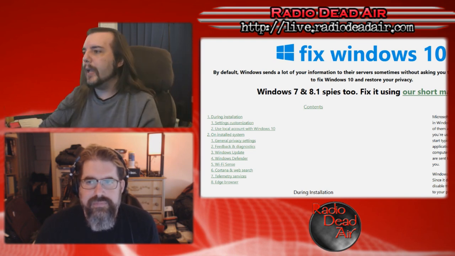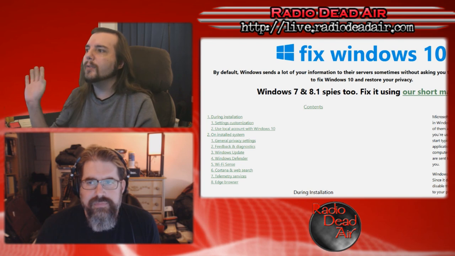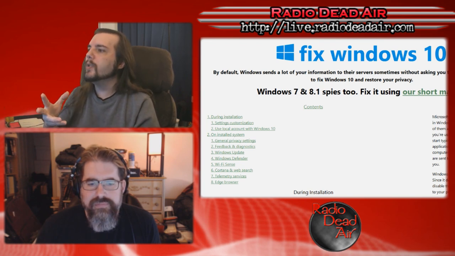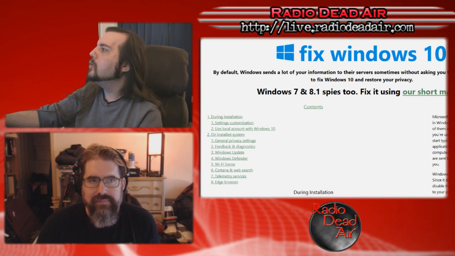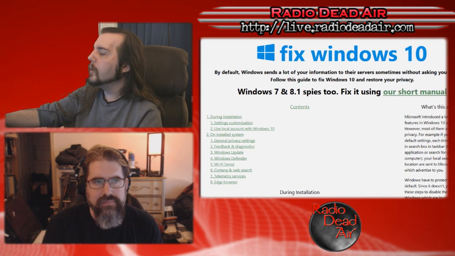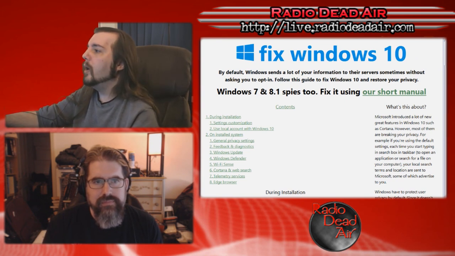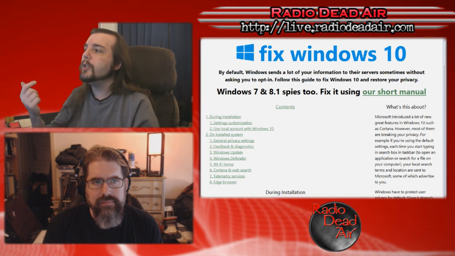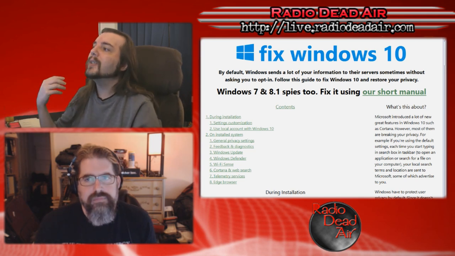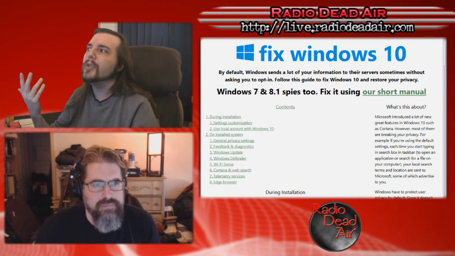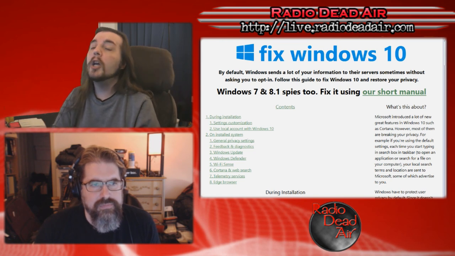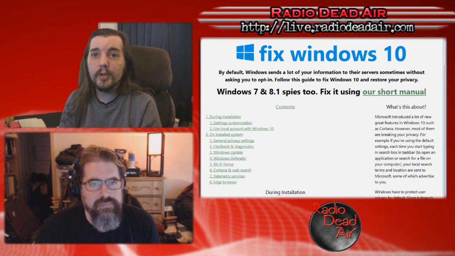And on this site, it'll take a while to explain. On this site is all the instructions you need to get this out of your system. Off Windows 10, Windows 8, they have instructions on how to fix it. They have instructions how to disable it during the installation, how to fix it after the installation, and what patches to remove from Windows 7 and 8 to make this problem go away for you too.